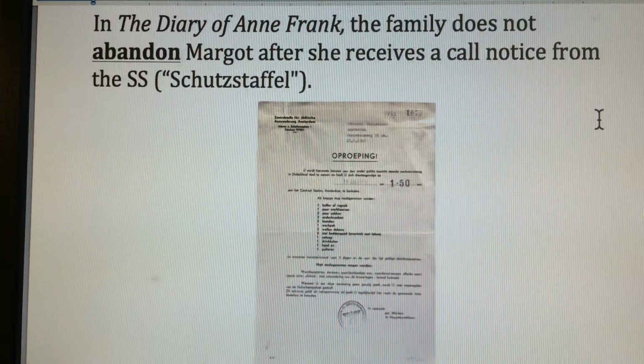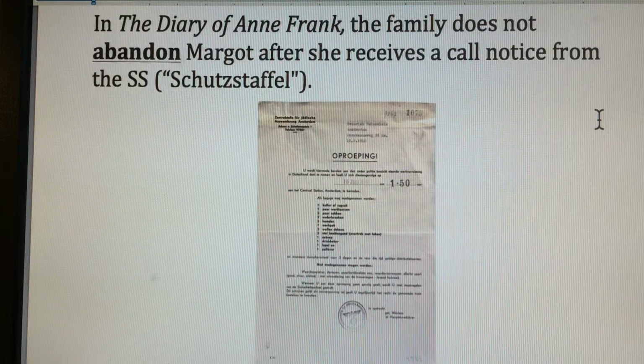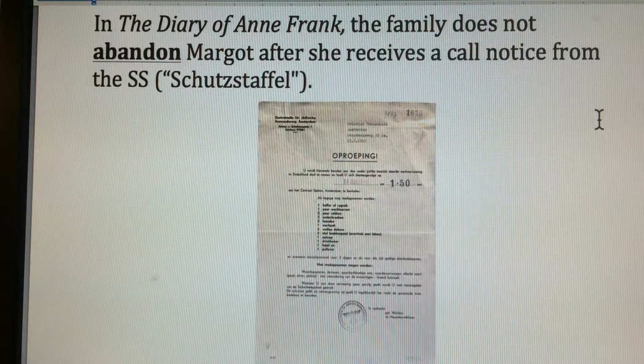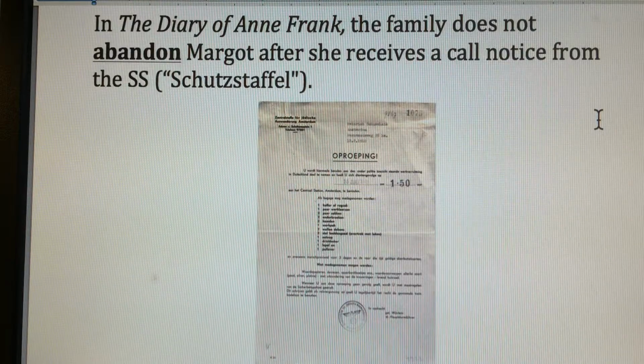They want her to stay with them, and so they actually leave their place. They abandon their place, you can say, and go hide in the attic of another building. And that's what the Diary of Anne Frank is about, Anne Frank's time in hiding from the Nazis.